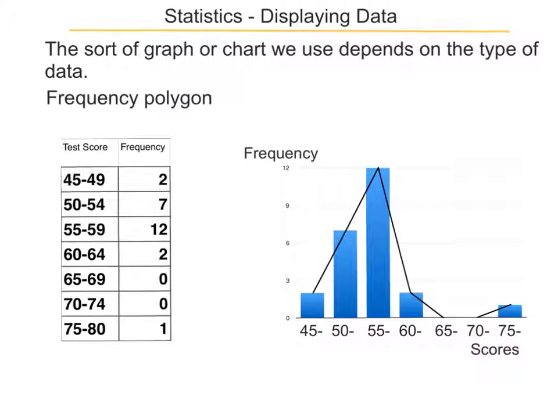A frequency polygon is a line graph, and you can see I've drawn the lines here on top of the histogram, and the frequency polygon follows the tops, indicating where it goes. So it's just a line graph.